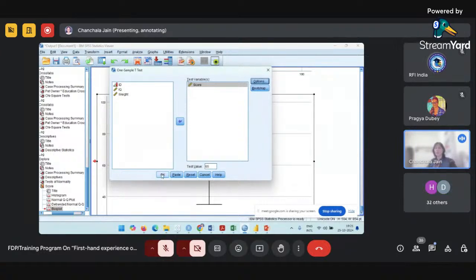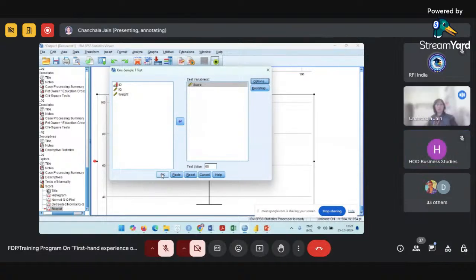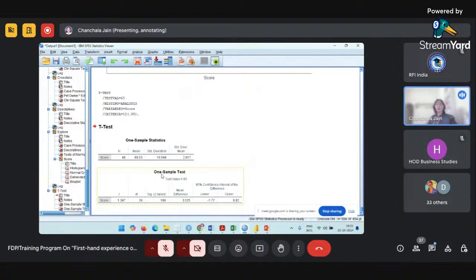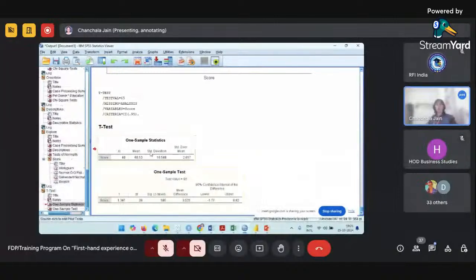Everyone, it is fine? May I press OK? Once you press OK, you can find the output. Now, looking at the first table, we have a total of 40 observations and the mean is 68.53. This is the mean score. The standard deviation of the score is 16.548 and the standard error of the mean is 2.617.